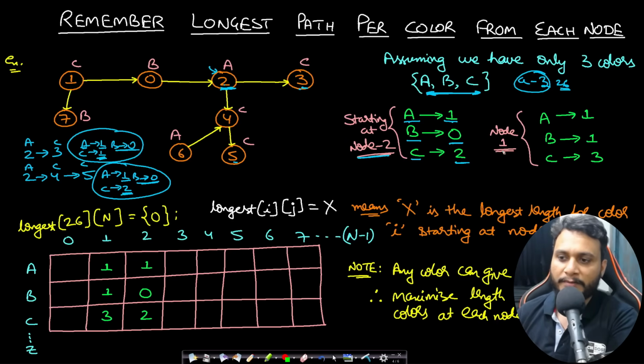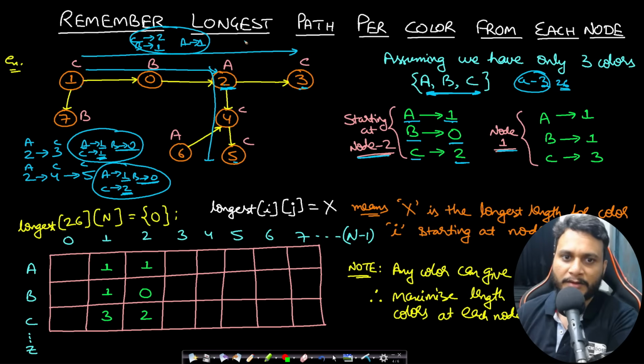I have again given another example for node 1. For node 1, what are all possible paths? One possible path is going 1 0 2 3, and in that case the C count is going to be 2, the B count is going to be 1, and the A count is going to be 1. So 2 1 1. Now there is another path, 1 0 2 4 5, and in that case the A count is going to be 1, B count is going to be 1, C count is going to be 3, and there is another path which is going 1 7, where C count is 1 and B count is 1.